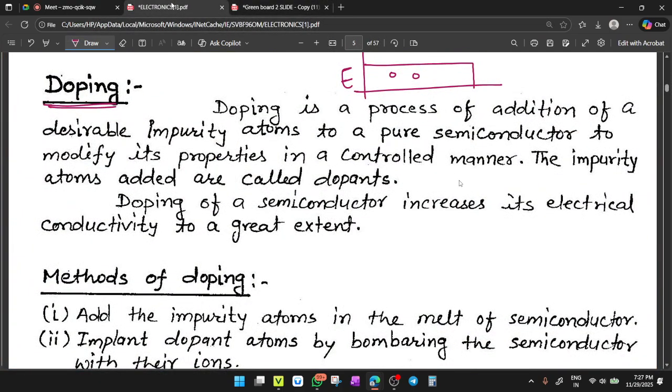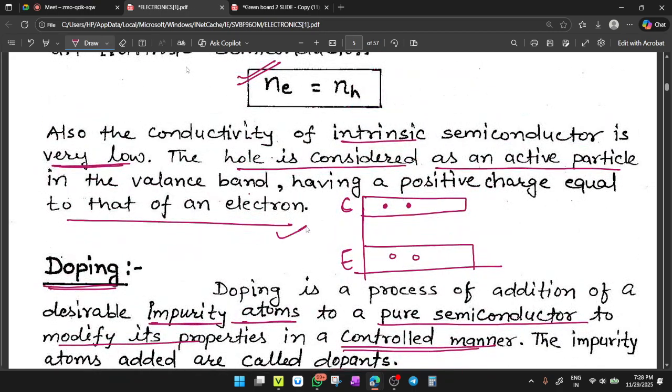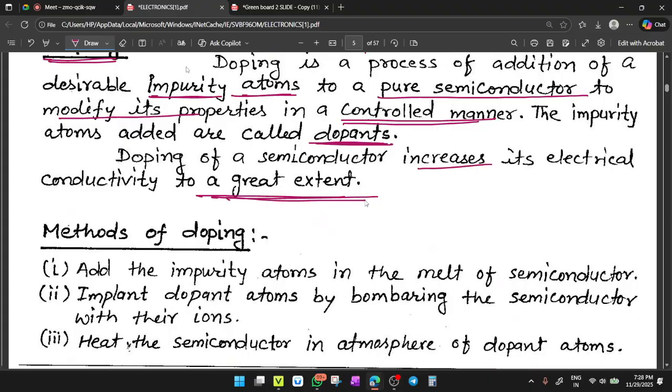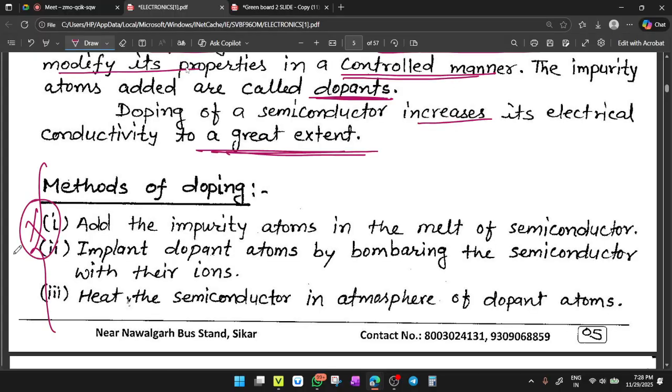Doping is the process of addition of a desirable impurity. You have to add impurity atoms to a pure semiconductor to modify its properties in a controlled manner. The impurity atoms added are called dopants. Yes, the atoms you are doping are called dopants. Doping of a semiconductor increases its electrical conductivity to a great extent. It means that before, the conductivity was limited, and after doping you will get a great extent. There are methods of doping, but that is not in our syllabus, so no need to read it.